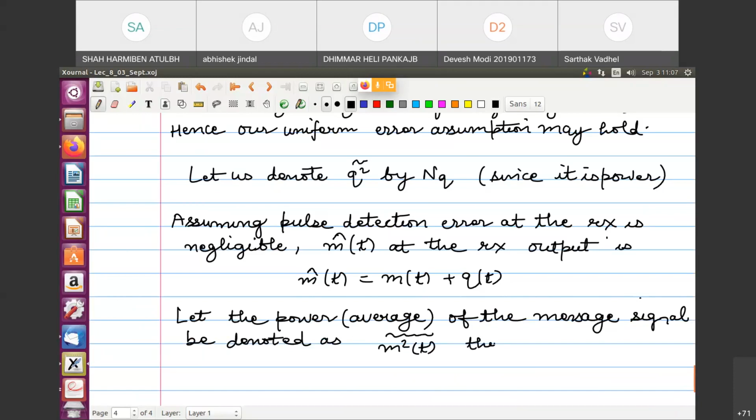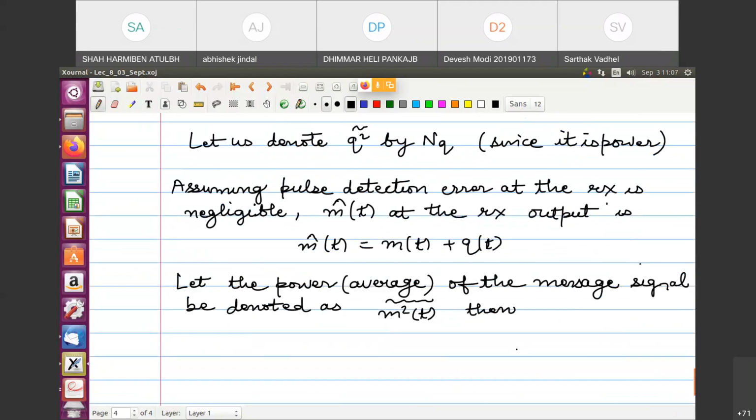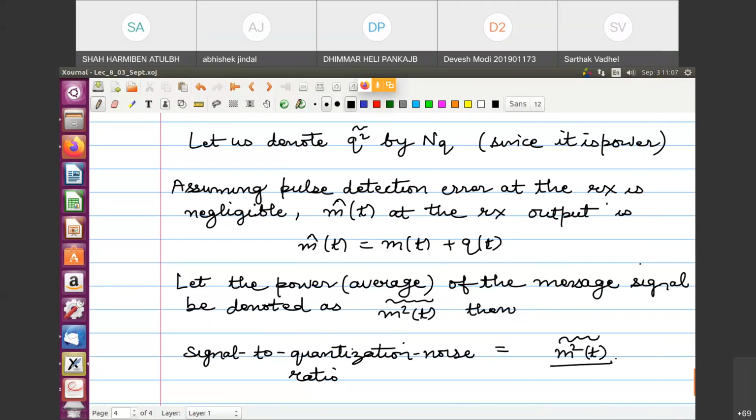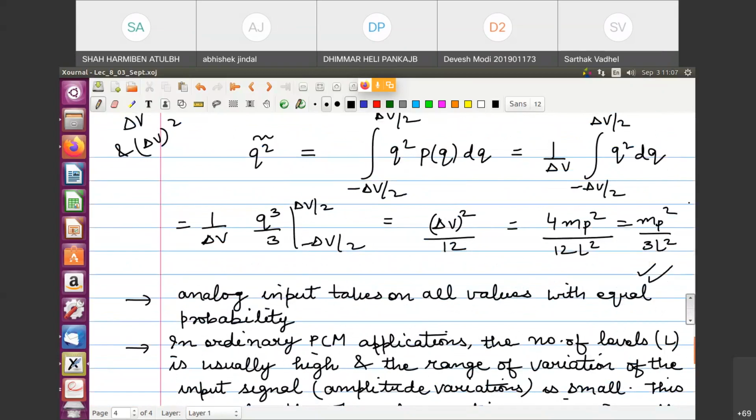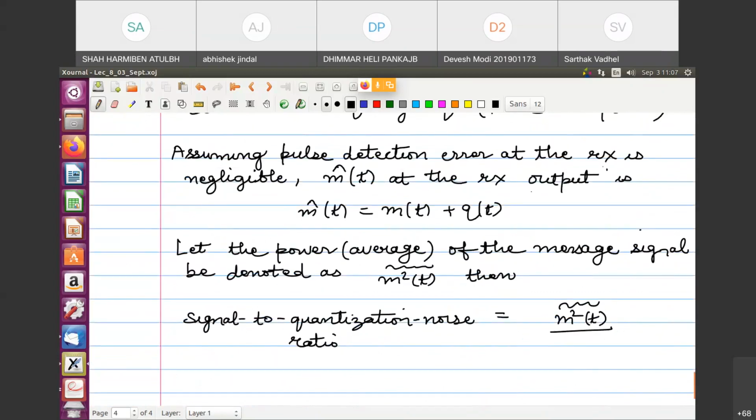Then the signal to quantization noise ratio can be defined as simply the signal power divided by the quantization noise variance, or this is the power, mp square by 3a.